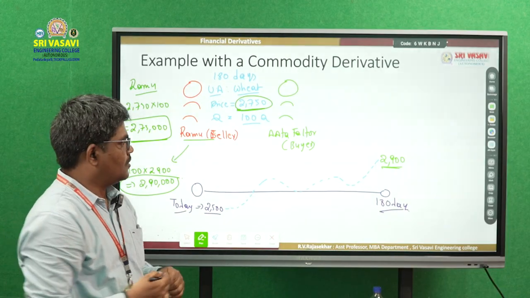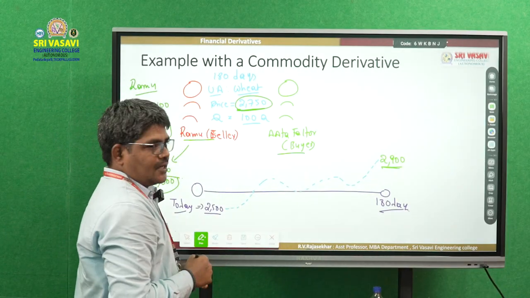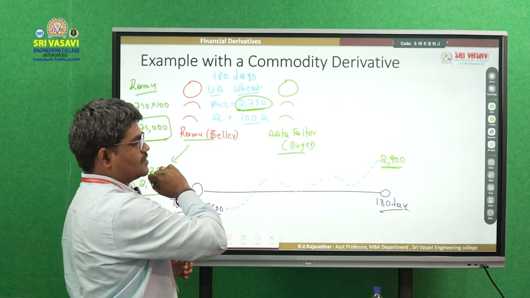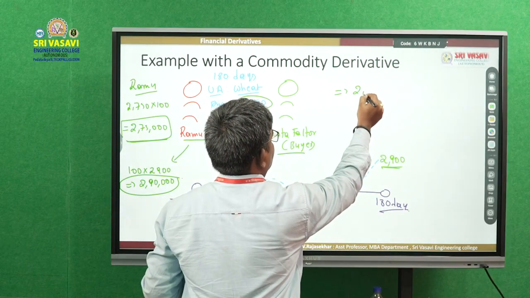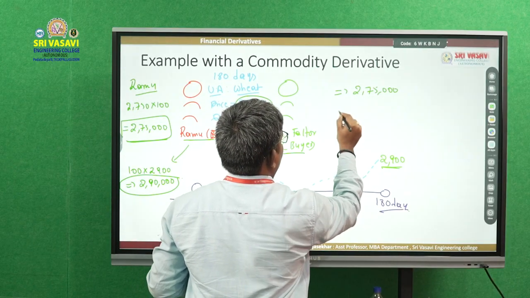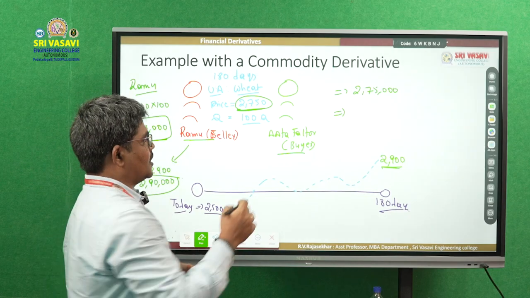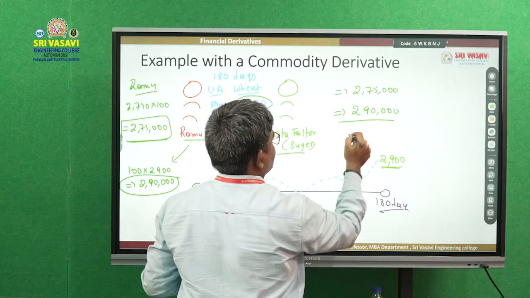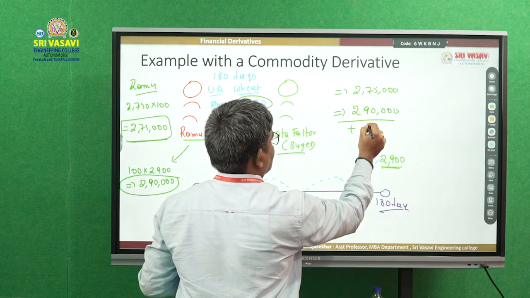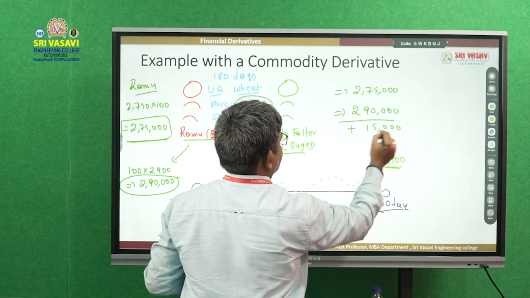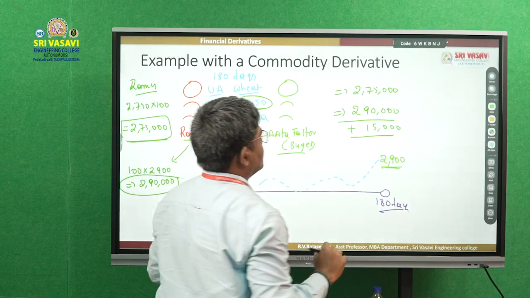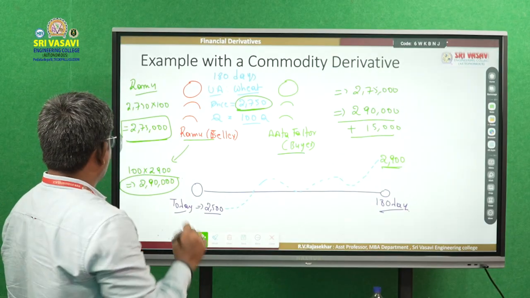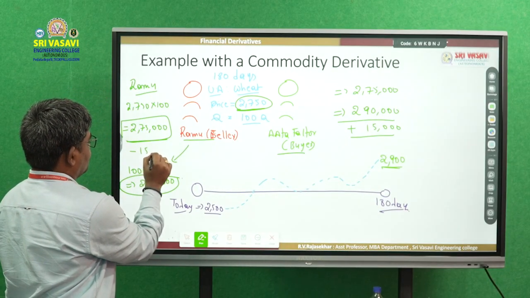receive 2,750. Look at the other side, the auto making company. At what rate are they going to receive the wheat? At 2,750, which means they are going to pay 2,75,000. What happens if the auto company does not enter into a contract? They must pay 2,90,000. How much amount did he save? He saved a total amount of 15,000. But what about here? He loses the total amount of 15,000.